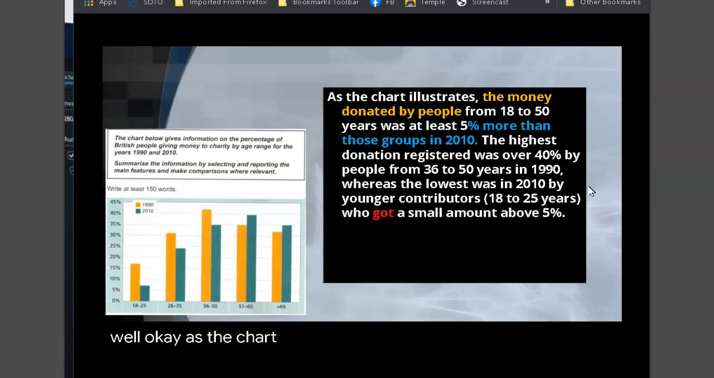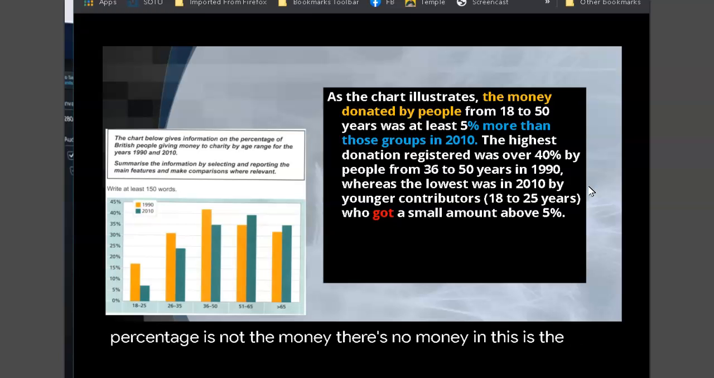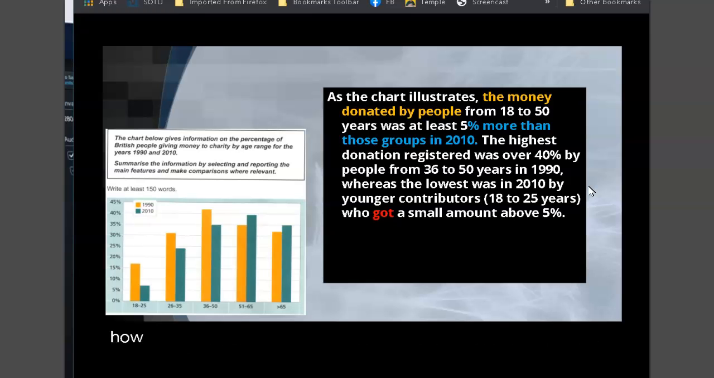As the chart illustrates, don't talk about the chart anymore. The money donated by people. No, it's not the money. There's no money in this. It's the percentage of people who donated money. We don't even know how much money they donated.